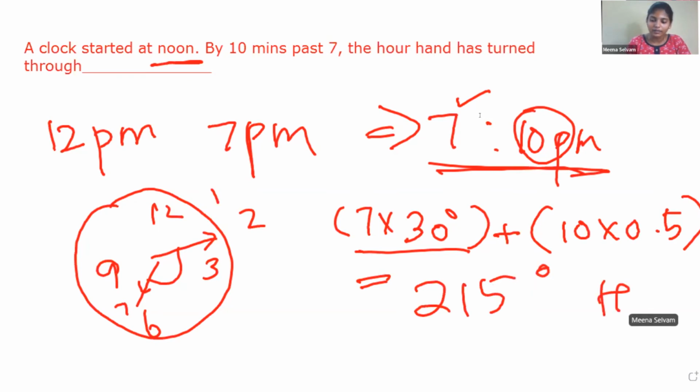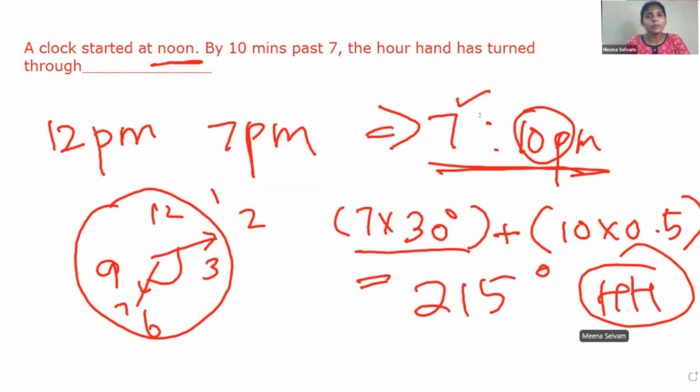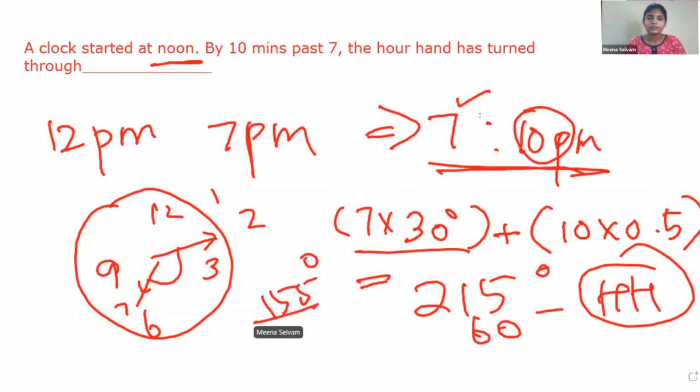This is the hour hand. For the minute hand, 10 minutes, right? 1 minute covers 6 degrees. So 10 into 6 is 60. When you subtract this, what do you get? 215 minus 60 is 155. Am I right? You get 155. Your answer should be 155 degrees. How many of you are getting this? The angle between the minute hand and the hour hand for the time 7:10.